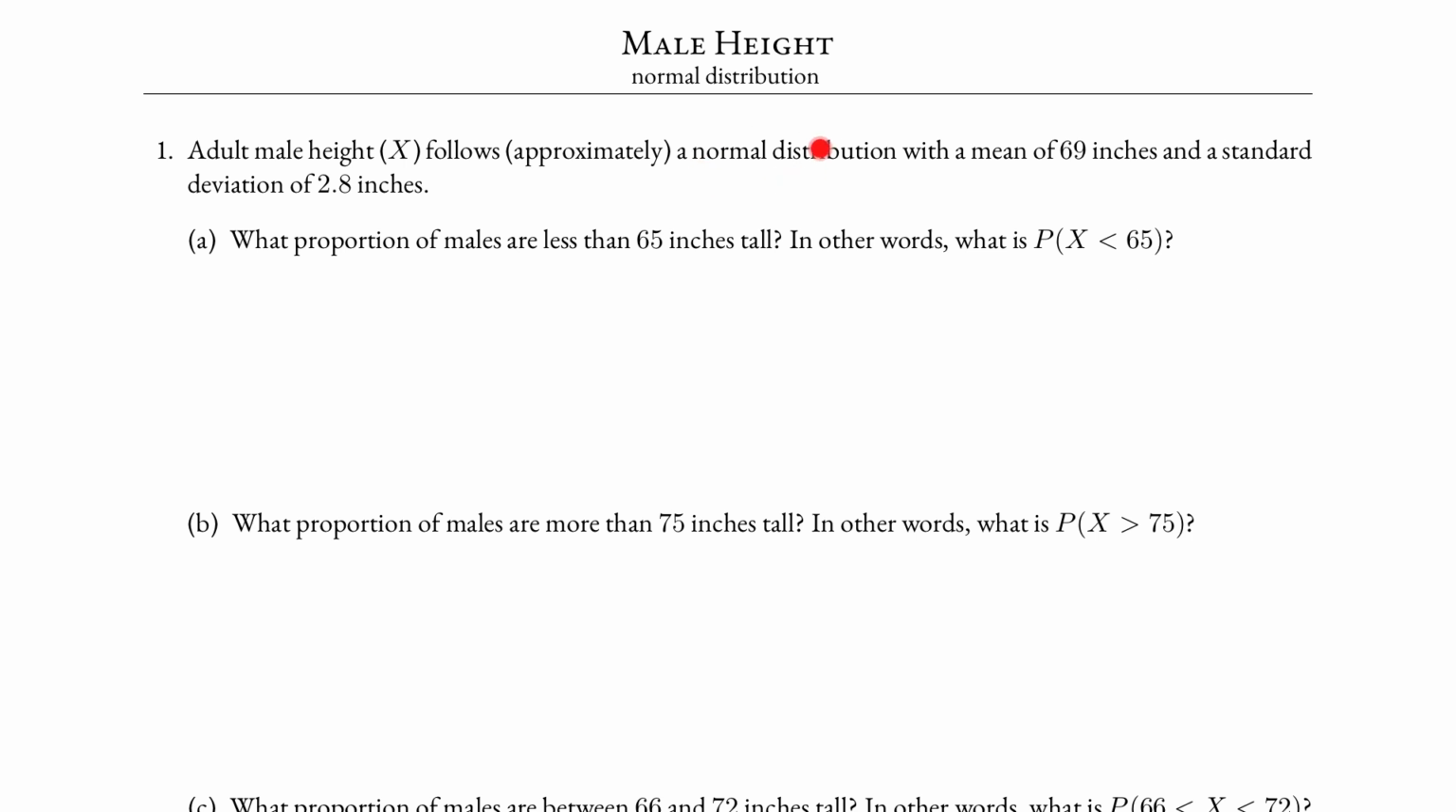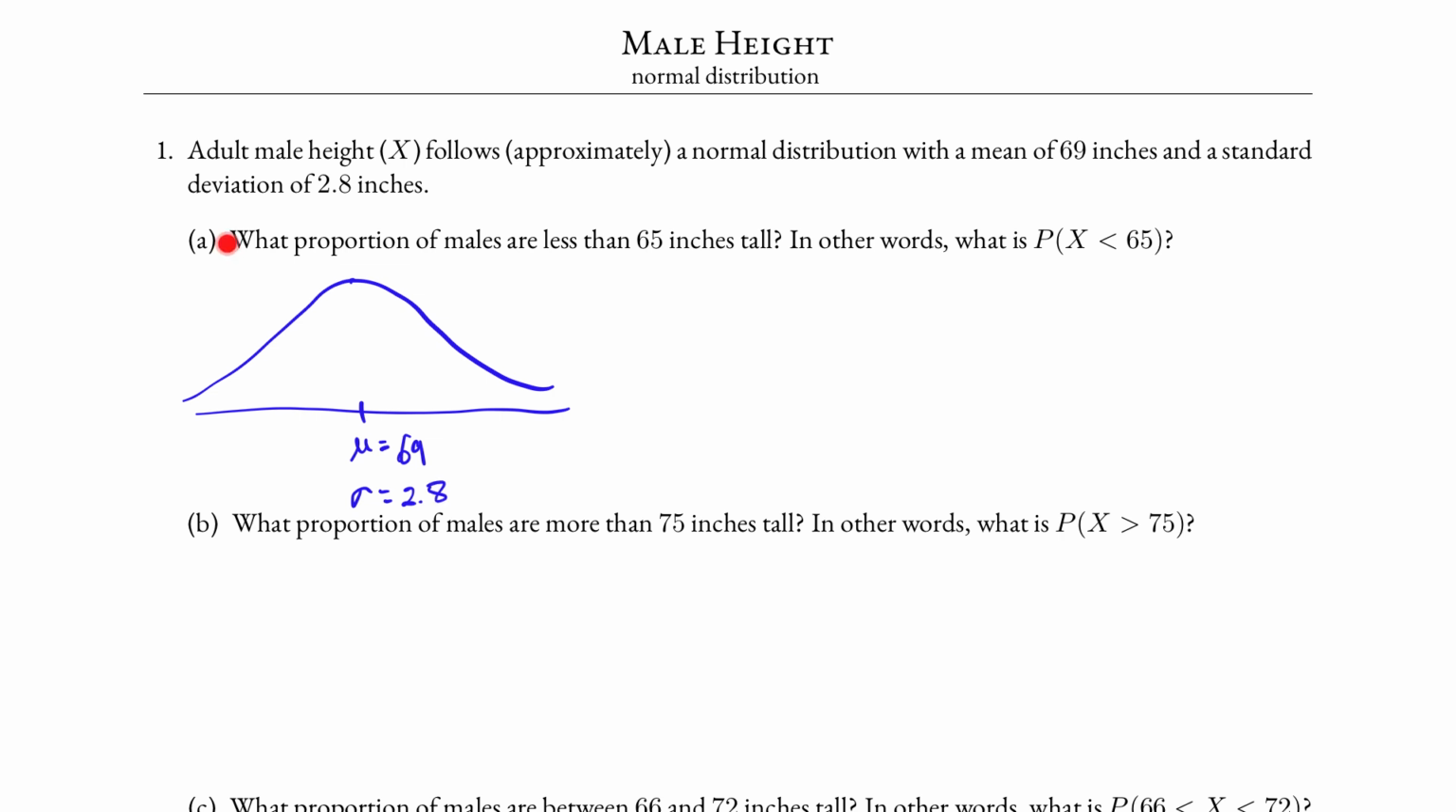With a normal distribution problem, the first thing we need to do is to draw the graph, the bell-shaped curve. From the peak look down, that is the mean, and the mean is given as 69. We label the mean 69 and the standard deviation of 2.8.